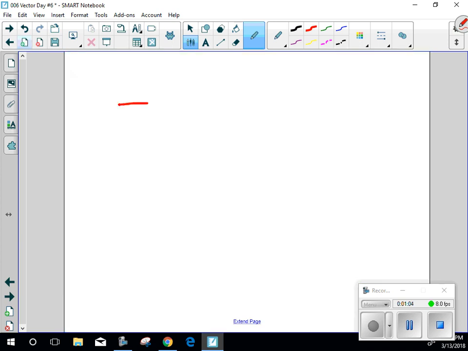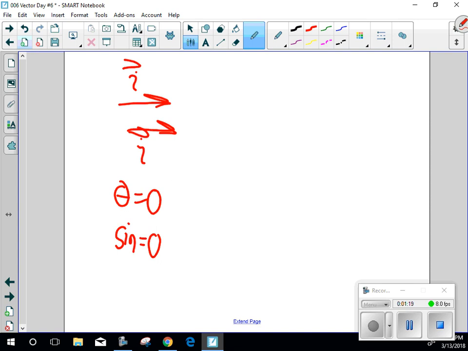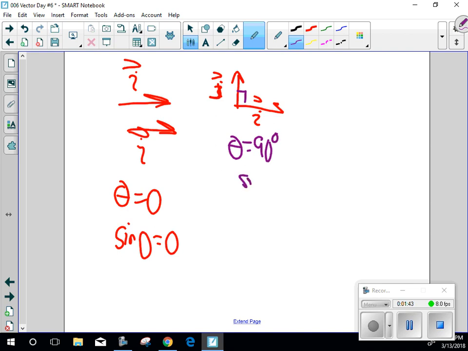Let's go I. What is the angle between I and I? 0. What's the sine of 0? 0, right? I should say the sine of theta. I should say the sine of 0 is 0. Okay. So what if we have I, and this would be J. What's the angle between these two? 90. So theta is 90. What's the sine of 90? That's going to be 1.